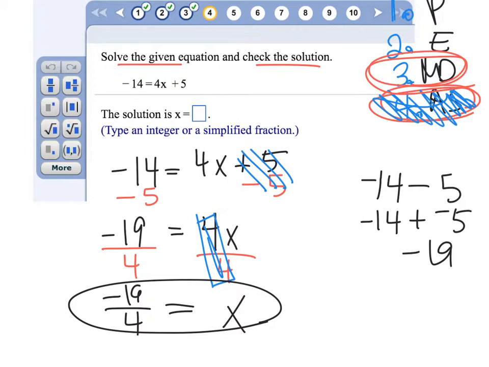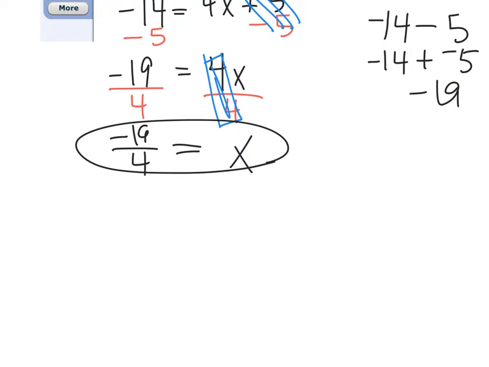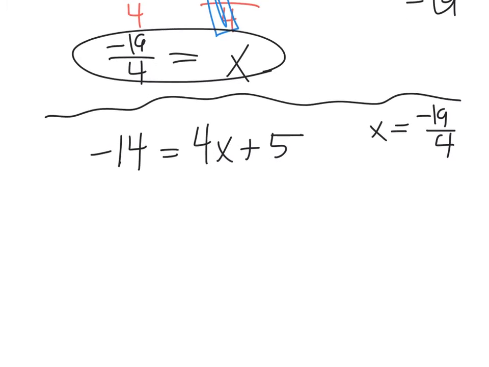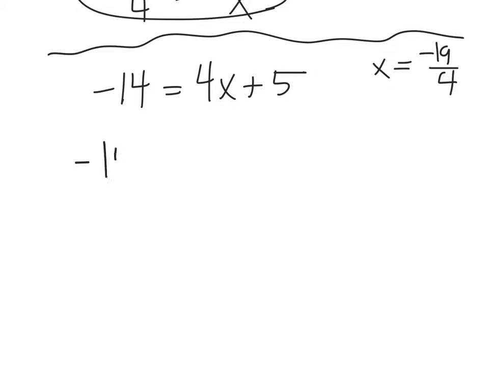Now, if we were supposed to check it, how would you check it? Well, let's start by writing the equation. Negative 14 is equal to 4x plus 5. Now, we think x is equal to negative 19 fourths. So how do we check if we're right? You're going to replace that x with the answer that we think it is, negative 19 fourths. Then you add in the 5. And then we're going to multiply and solve this side to see if it equals this.